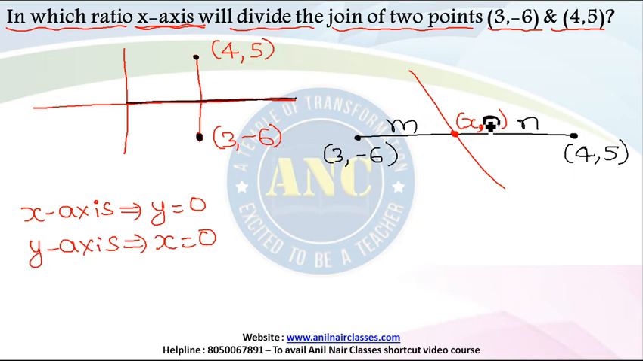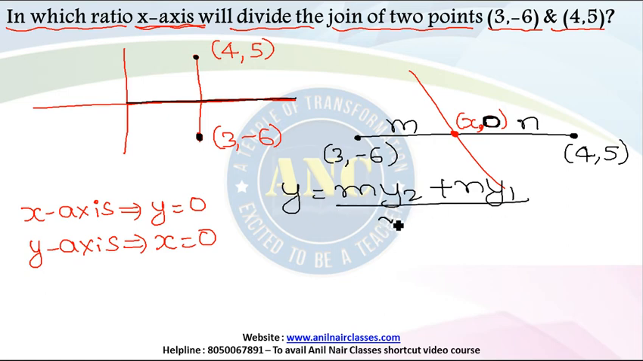Now, if I take it as internally, what is the y coordinate? The point P x comma y is given by mx2 plus nx1 divided by m plus n, that is the x value, comma y value is my2 plus ny1 divided by m plus n. That means the y coordinate is this value for the internal division formula. But we know the numerical value of y. Whichever numerical value is known, please take that coordinate. Simple way of analyzing.